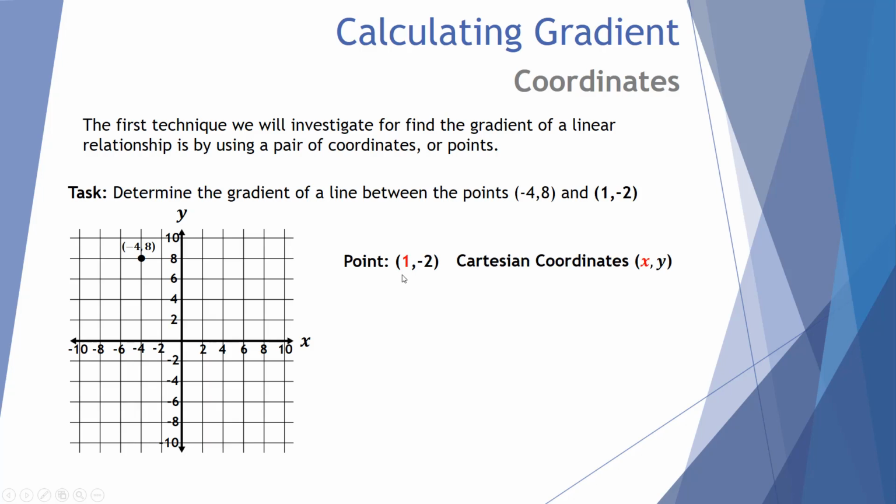Our second point has an x coordinate of 1 and a y coordinate of minus 2. Now where they intersect again, we put a dot and we label it in brackets 1, minus 2. That's the x and the y. There's our line between the 2 points.